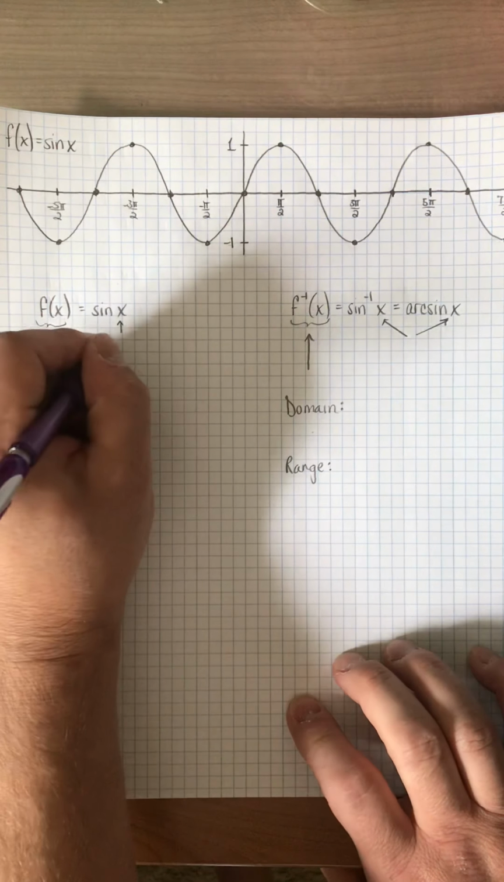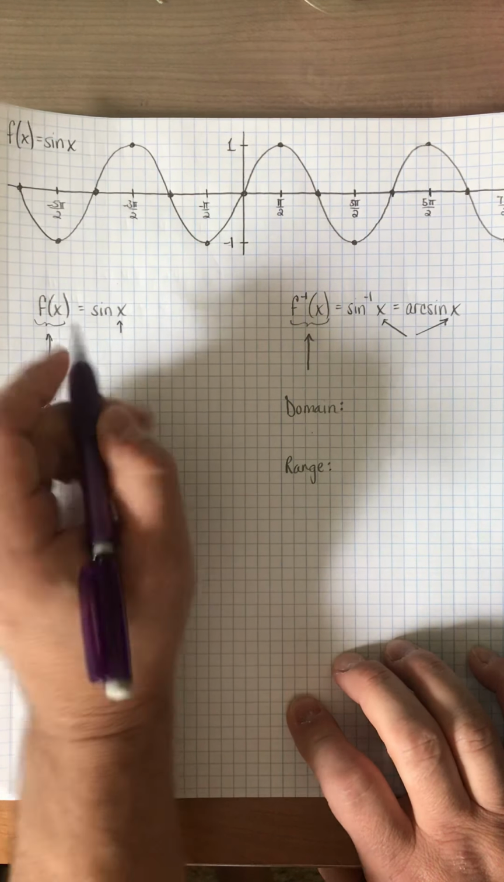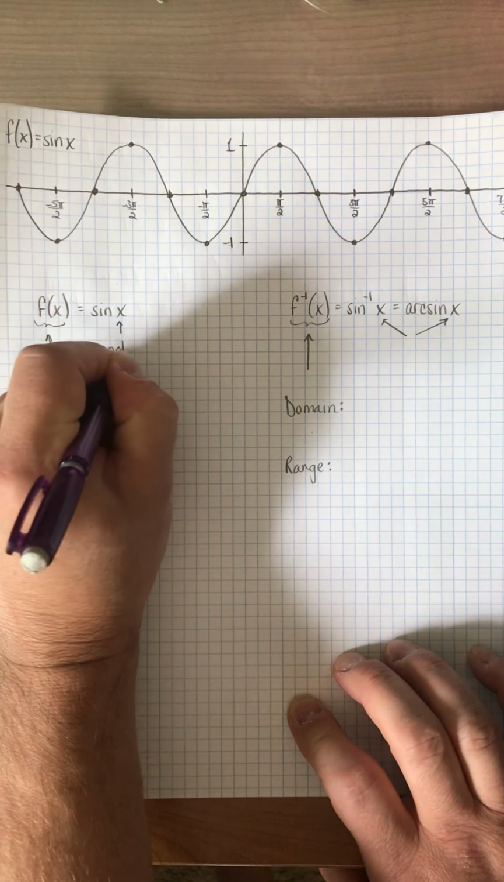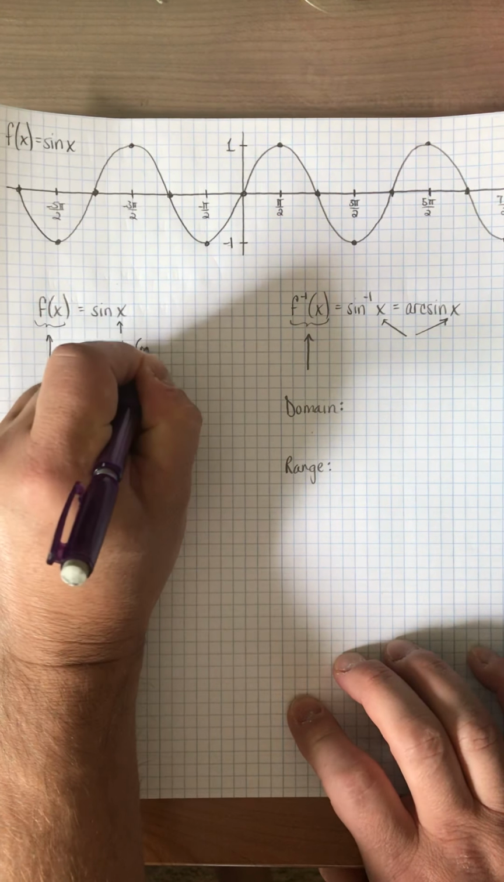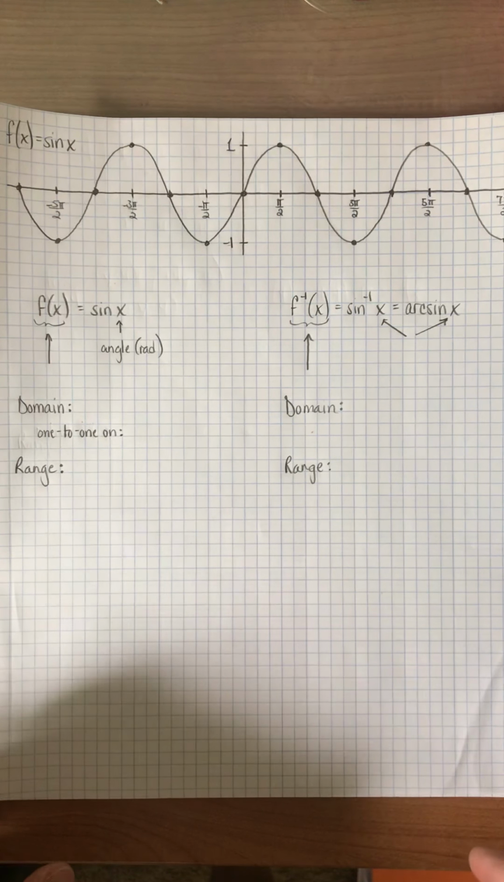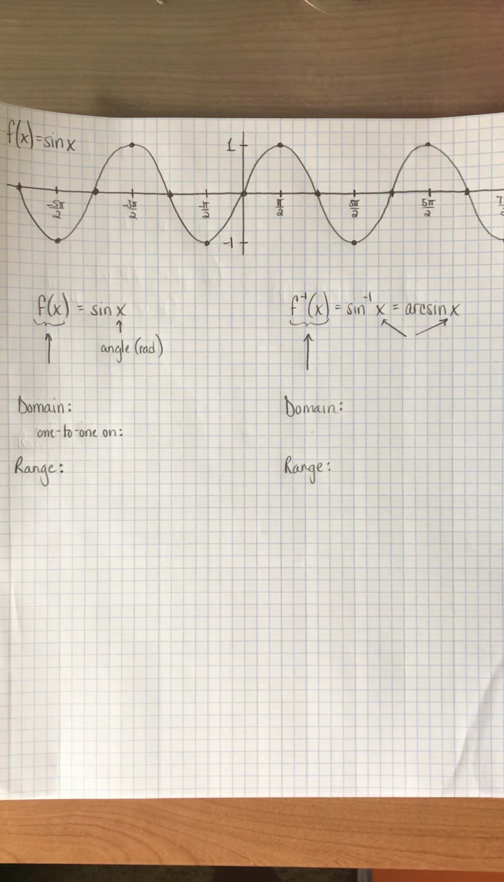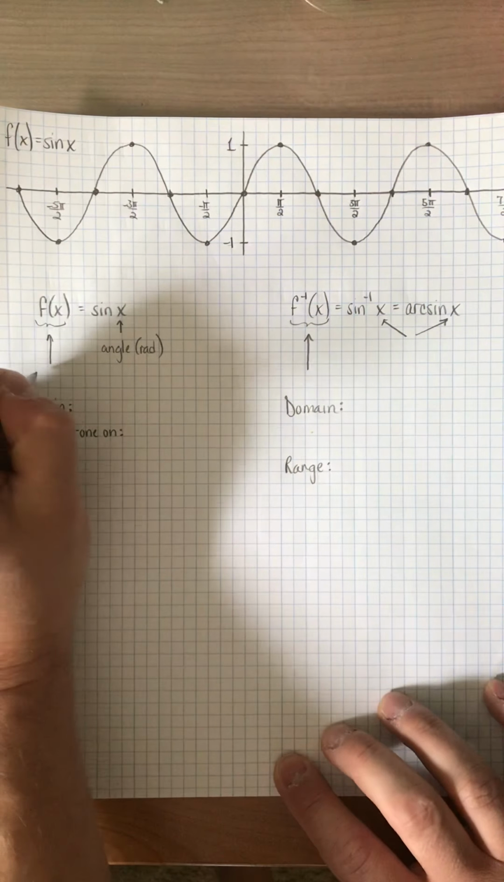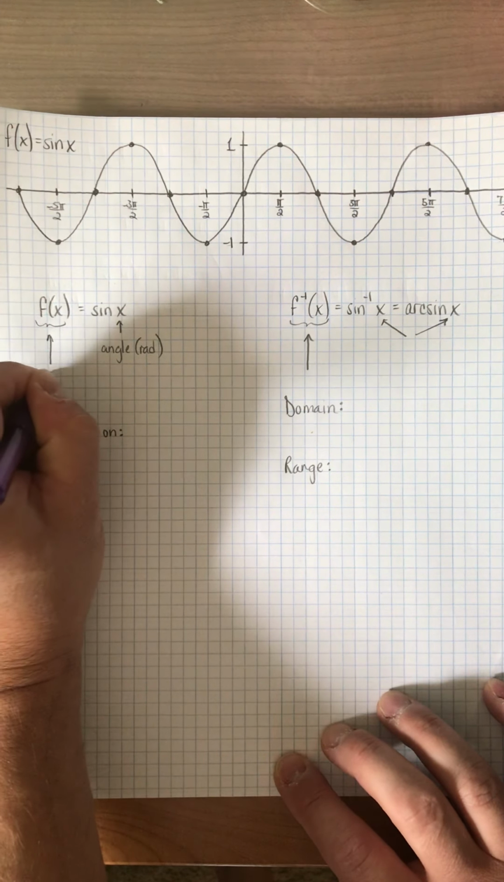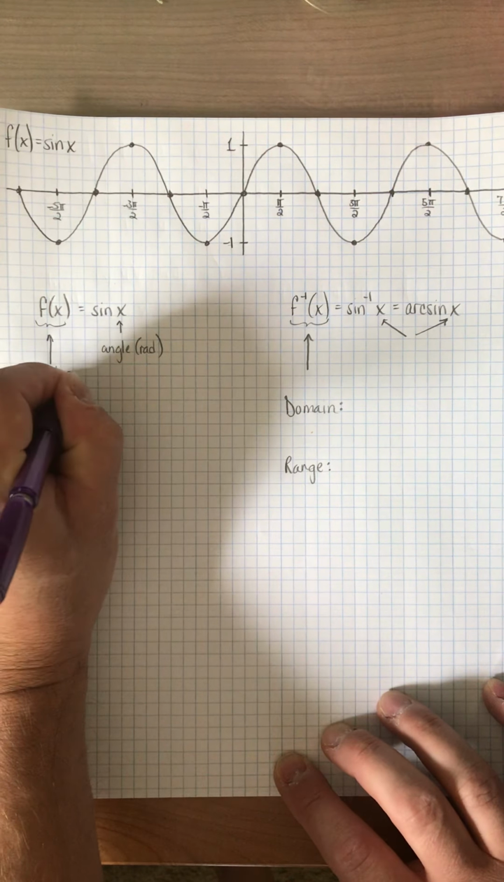Now, the input to a sine function is always an angle in radians. It is always an angle measure. For all of the trig functions, the input value is always an angle in radians. The output value here is a y-coordinate on the unit circle.